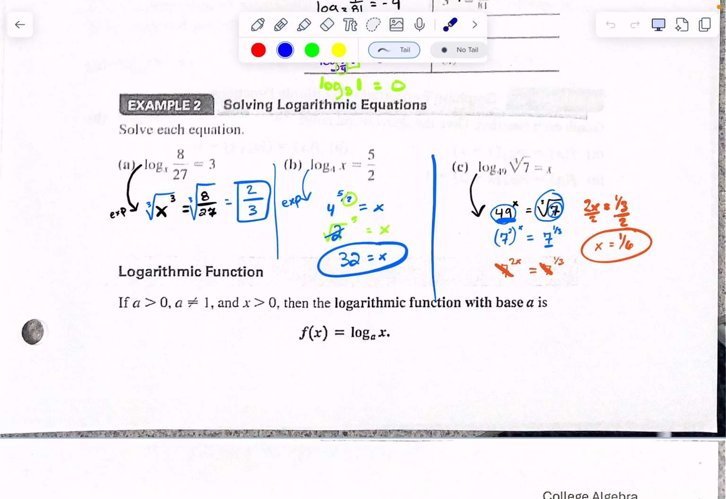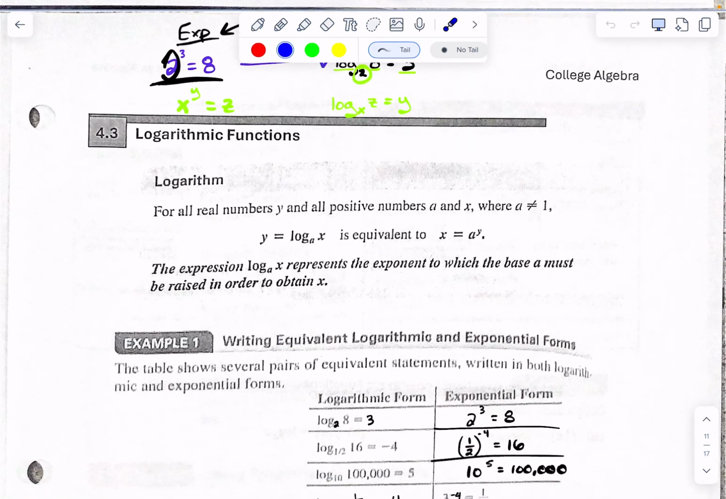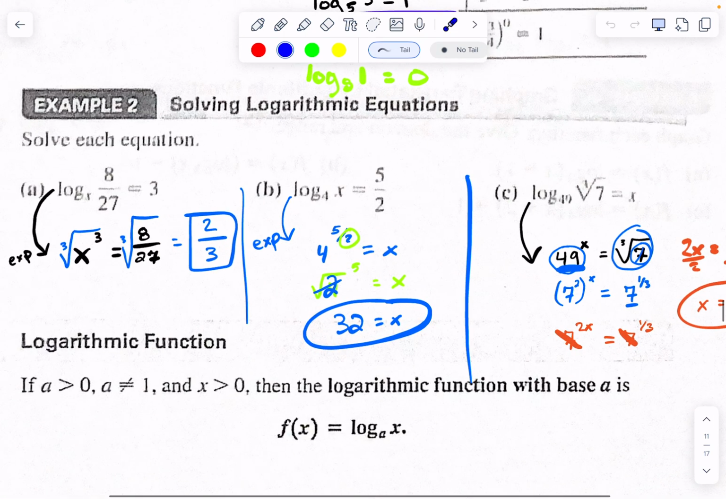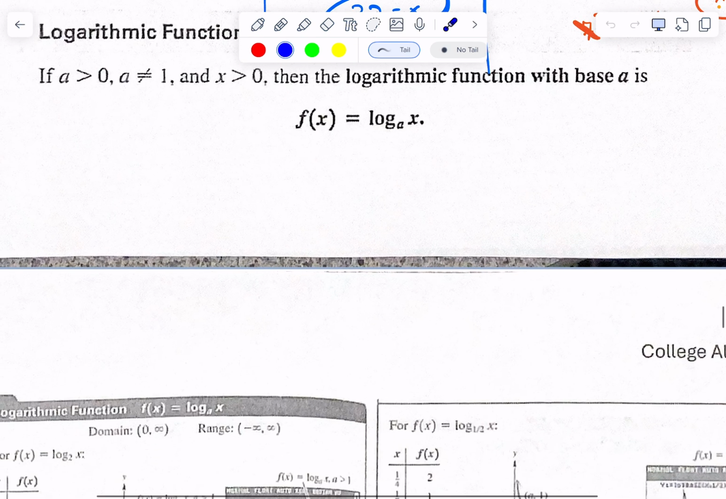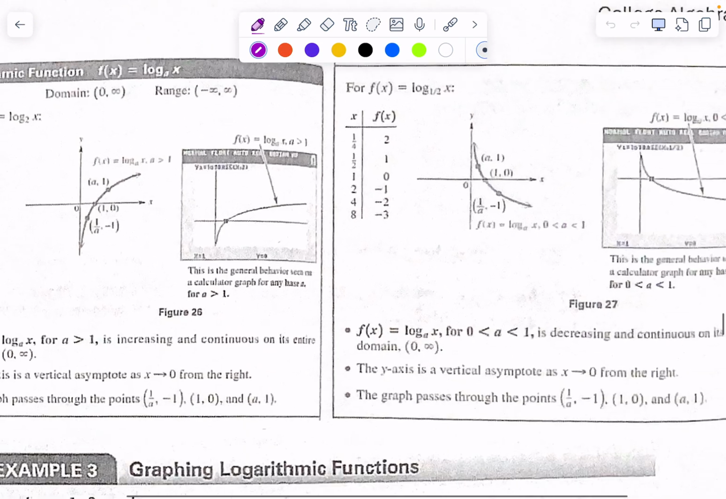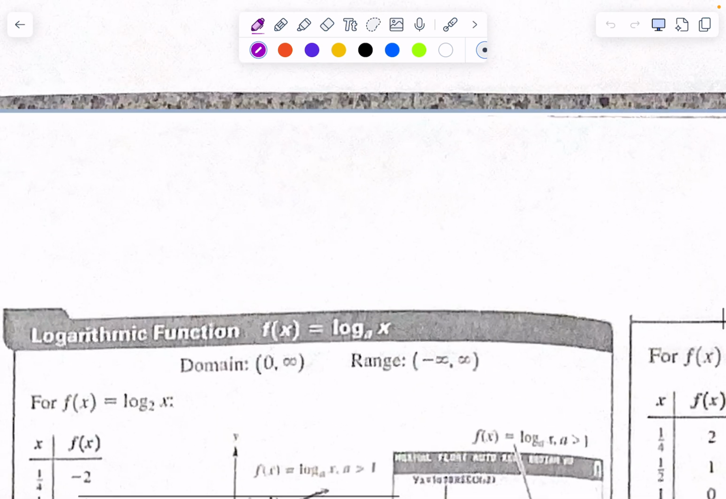Hey, Aubrey. We are doing the second half of 4.3. We started log functions. On Friday, we talked about logs and exponentials and switching them back and forth between the two. And now we're going to be graphing logs, which is kind of a pain, but that's okay. At the top of this page, do you see where the two little boxes are? Let's talk about the exponential function.